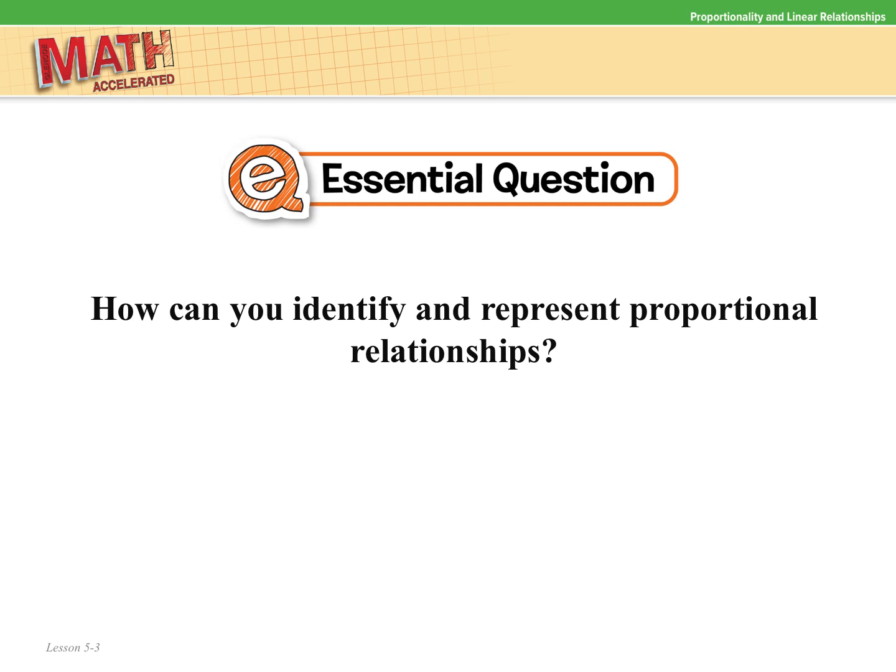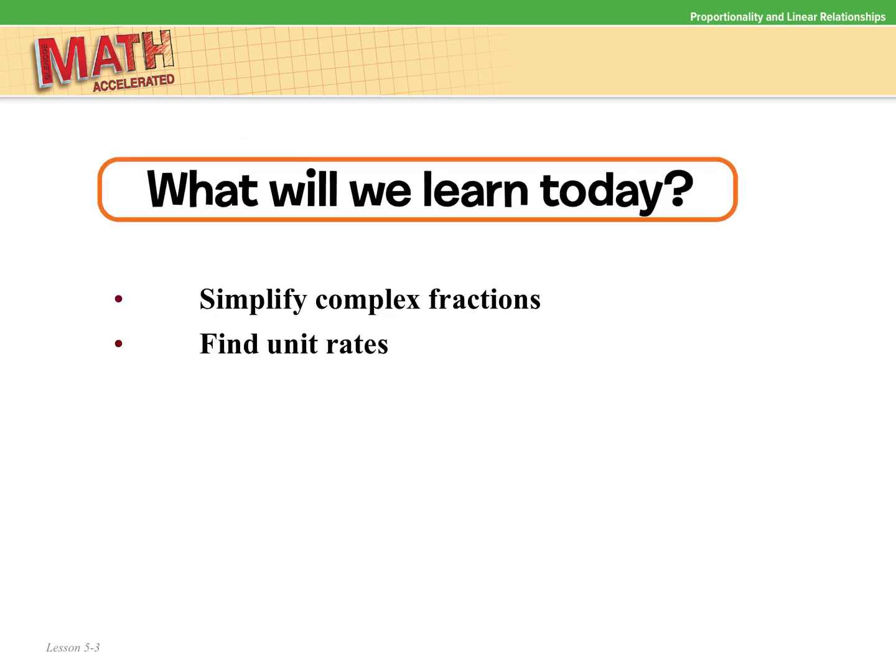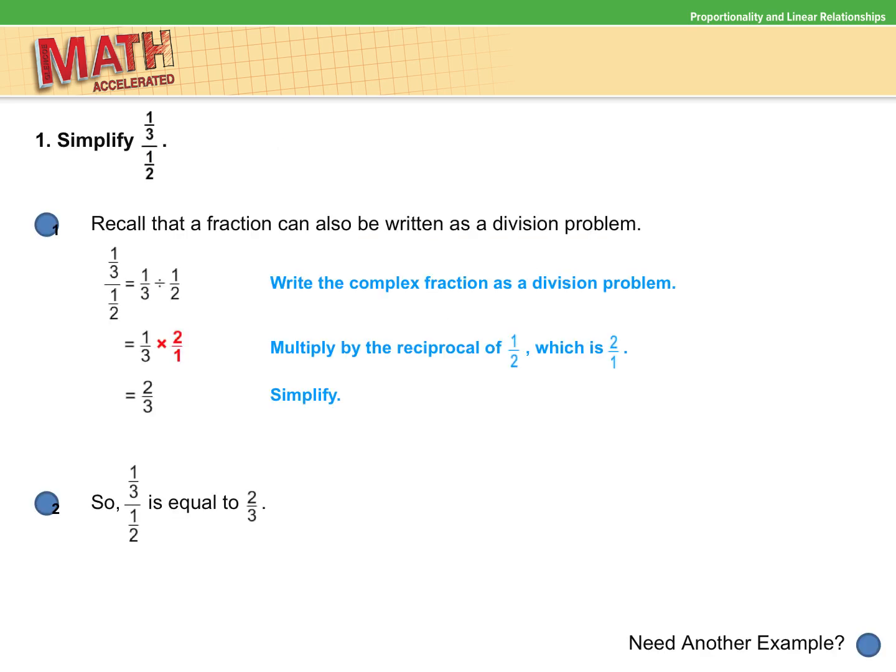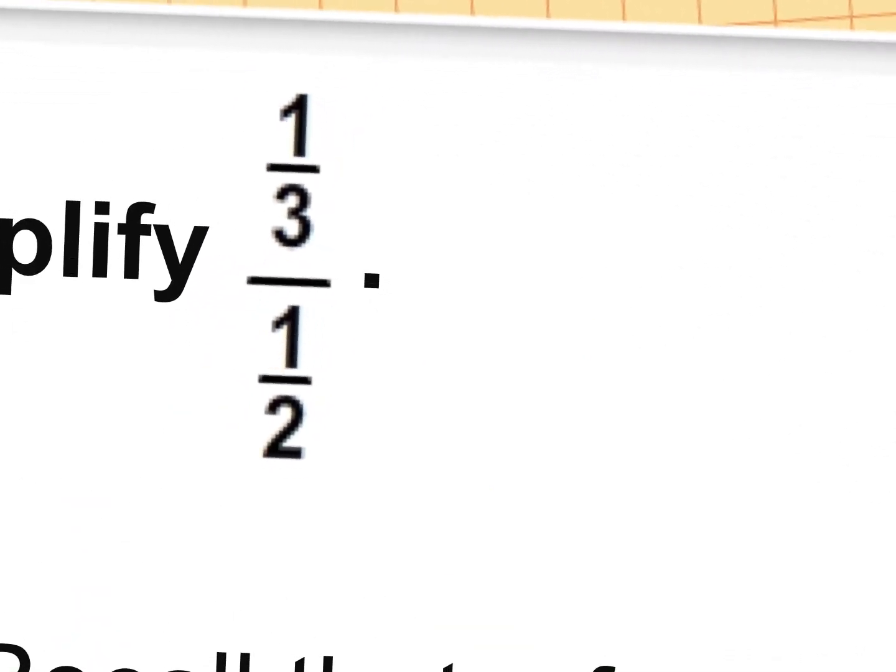We're moving on with proportional relationships, but we're talking about complex fractions today and finding unit rates. Complex fractions are fractions within fractions. Does that make sense? So, complex fractions are something like this mess. Okay, can someone tell me what this says? If you read that, what does that say?